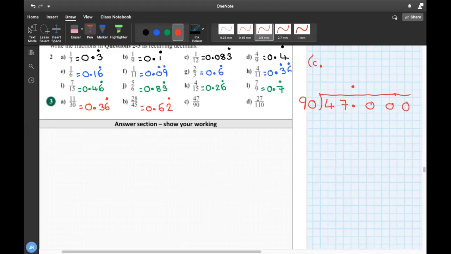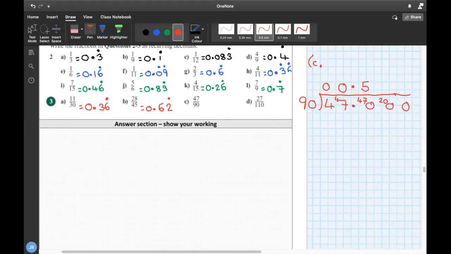How many 90s can we fit into 4? None. How many can we fit into 47? None. So we're now on 470. We're carrying both the 4 and the 7 from 47 over. So 9 times 5 gives me 45, so 90 times 5 will get me 450. From 450 to 470, that's a remainder of 20. Okay. 9 times what gives you 20?